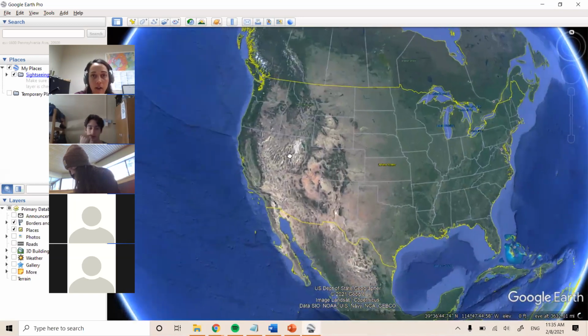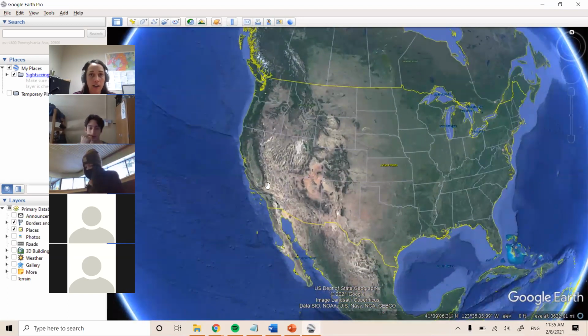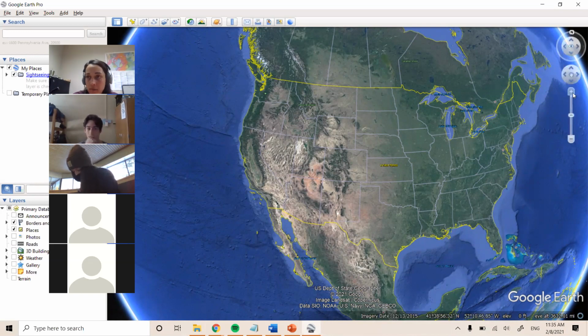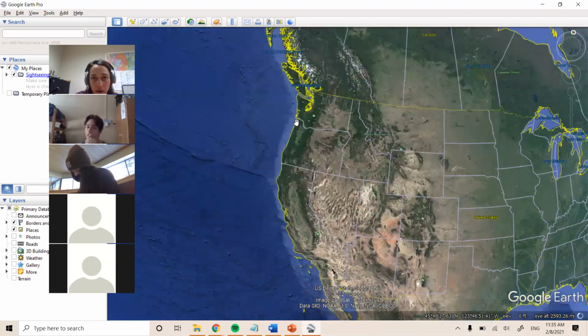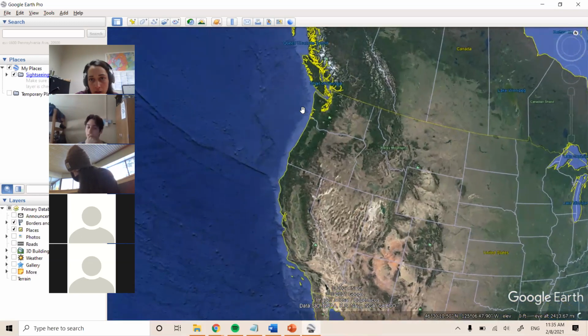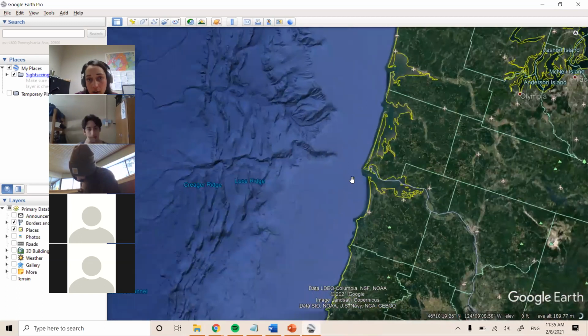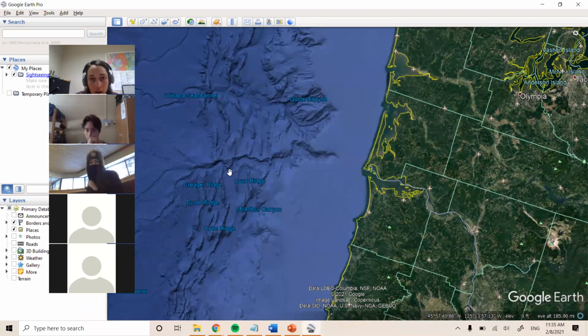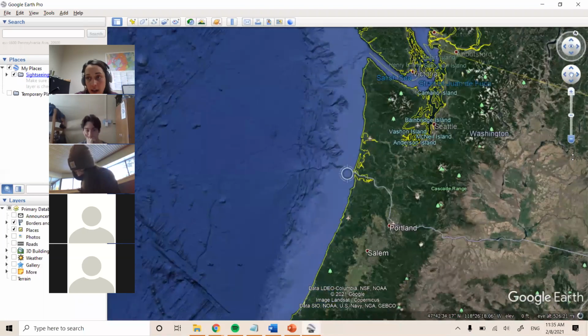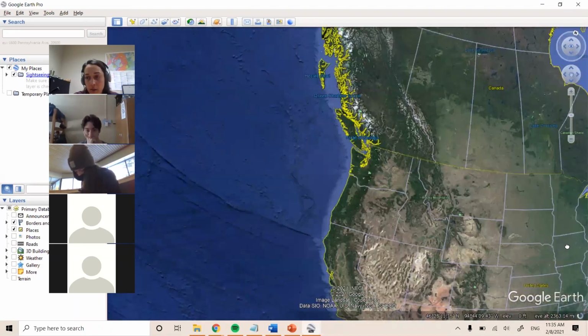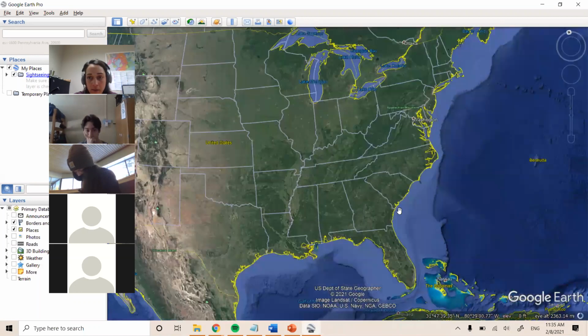What about over here in this part of the US? Do you guys know of any really long rivers? The Columbia could be considered a longer river. And in fact, if we zoom in to where the Columbia River comes out, we do have a little bit of buildup, don't we? And then we've got this long canyon right here where sediment goes, right? But it doesn't have anything like the eastern part of the US, does it?